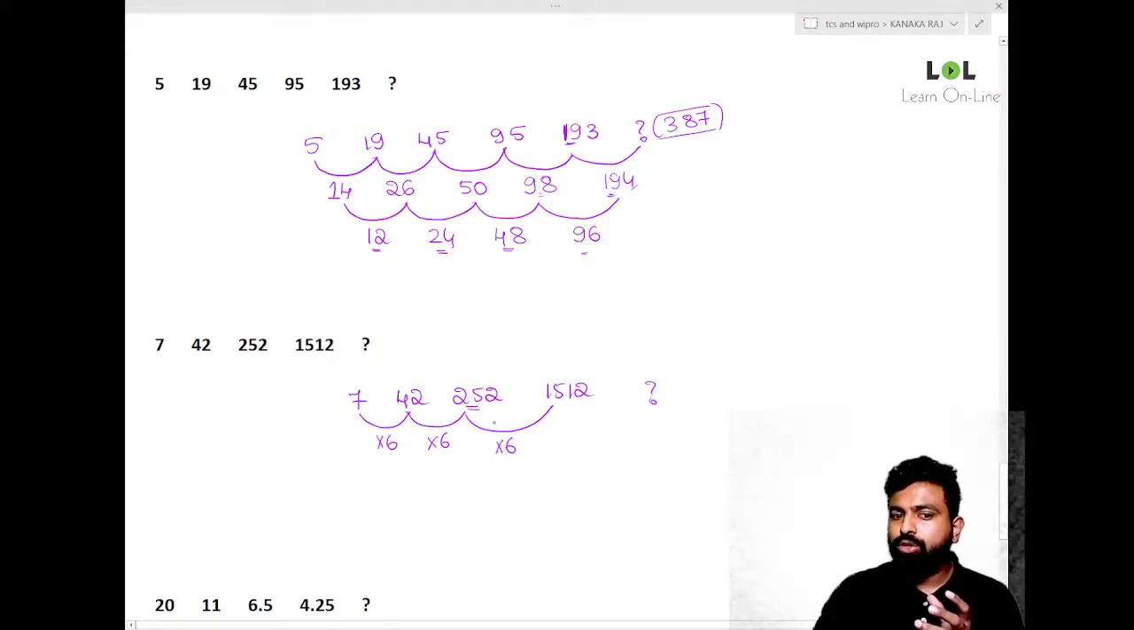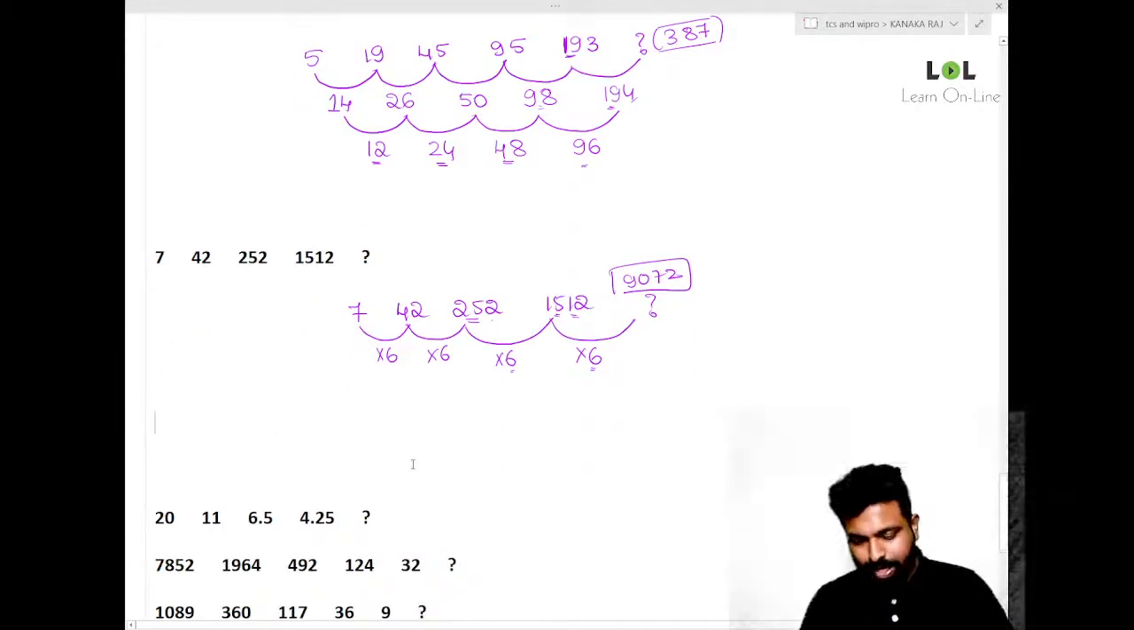25 into 6. What is 25 into 6? 1500. 2 into 6 is 12. 1512 into 6. Yes, 9072 is the right answer. Perfect, Simon, or perfect, Sri Lakshmi. Perfect, Ashika. 1500 into 6 gives you 9000. 12 into 6 is 72. So it will be 9072. Moving on to the next question.